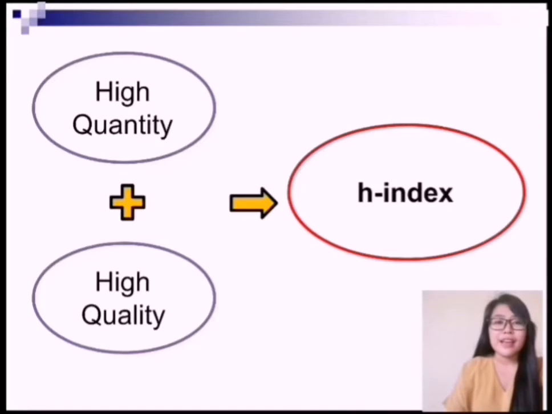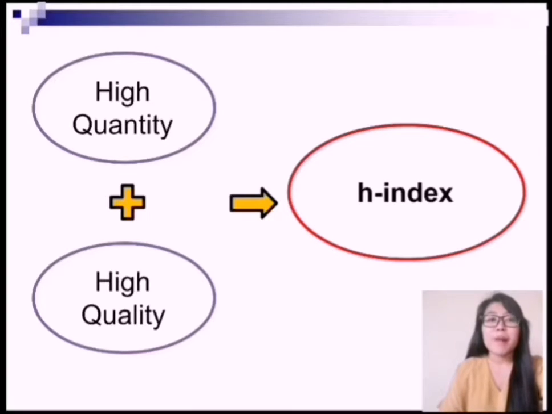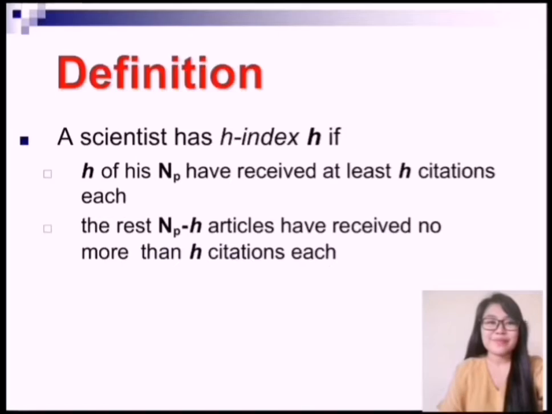What does it mean? High quantity means the number of published papers of the author, and plus high quality means the number of citations received by each published paper, which is now equal to the H-index.